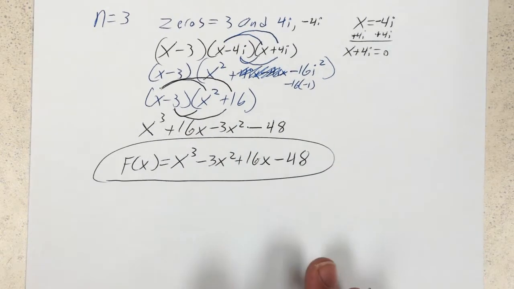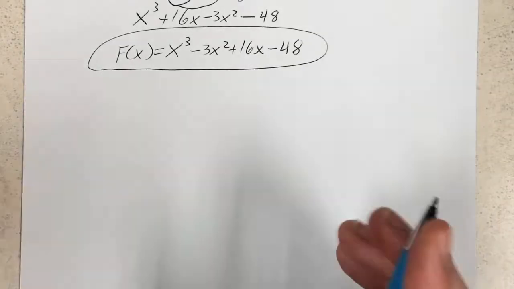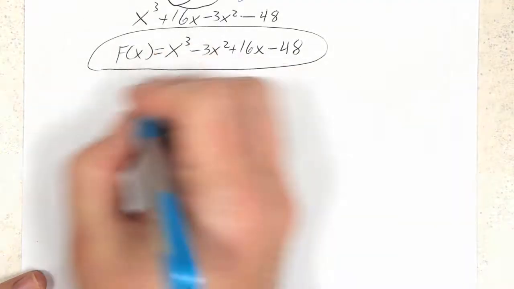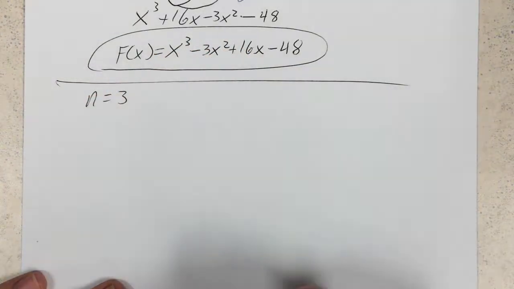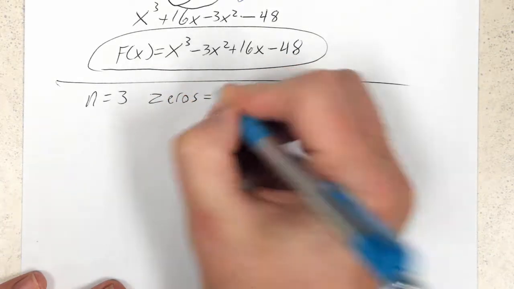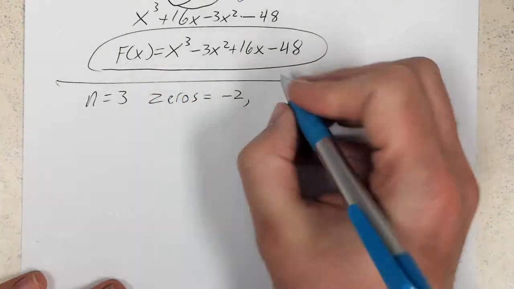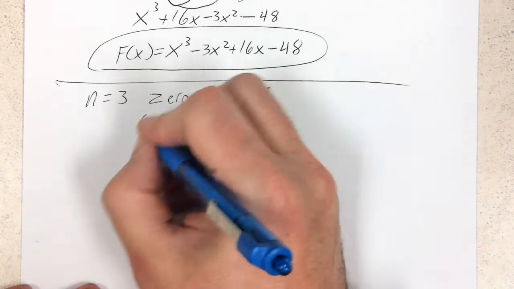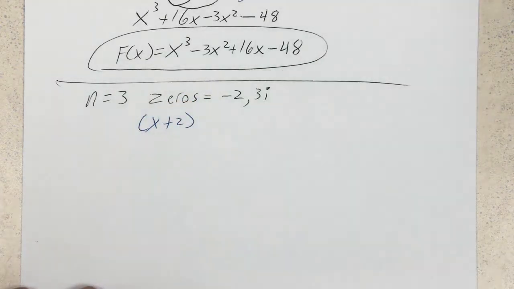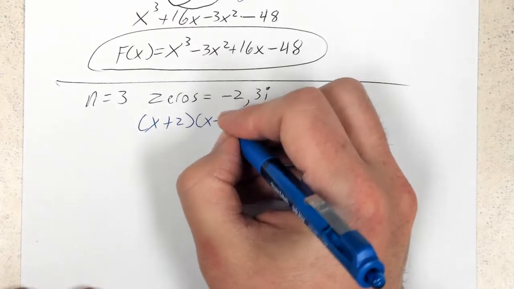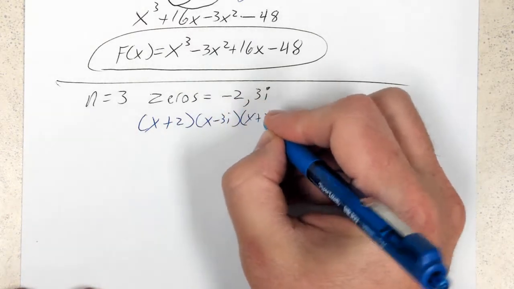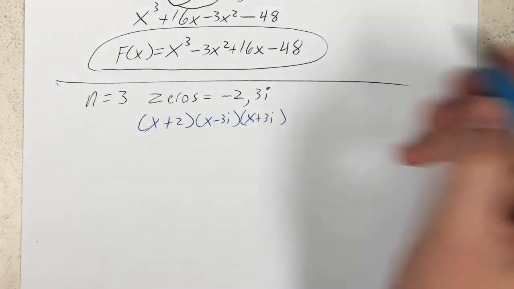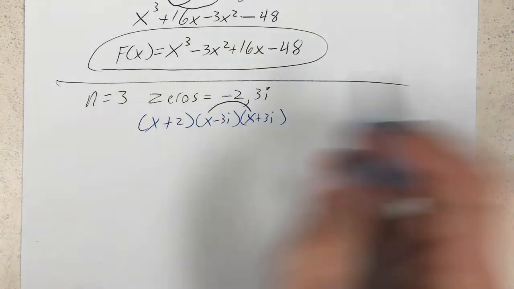Okay? Let's try one more, because these are very similar to what we were just doing. It's just adding the concept of imaginary numbers. Another third degree. Alright, our zeros are negative 2 and 3i. So that's going to be x plus 2. And then here it's going to be x minus 3i and x plus 3i. Go ahead and multiply those.